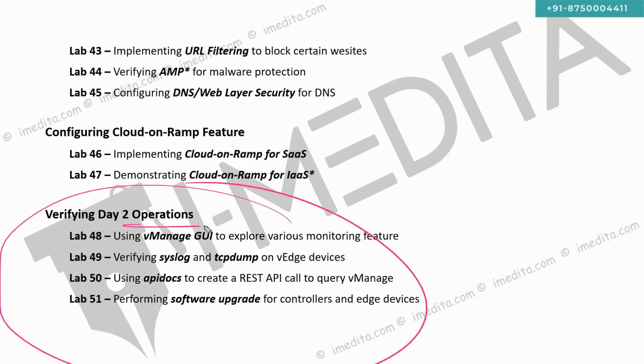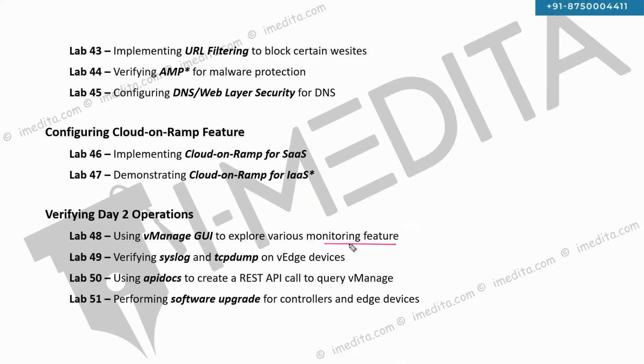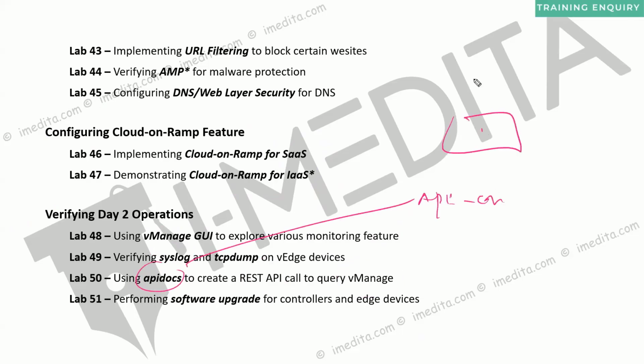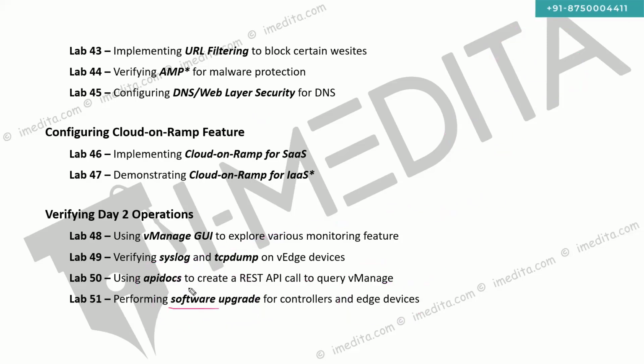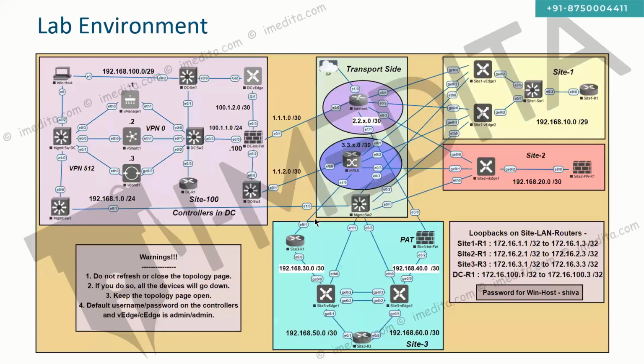And at the end, some generic day-to-day operations, such as we will explore a variety of monitoring tools and monitoring features in our vManage. We'll talk about syslog, TCP dump, and API documentation to create an API call to query the vManage. We will see some basic API calls that we can do from our browser to the vManage, and we will be able to do the same things that we have done from the GUI via API as well. And then how can we upgrade the software images of the edge devices and the controller from the vManage itself, a centralized point from where we can do all the software upgrades. So again, 45, 50 small labs we will be completing in this same topology.